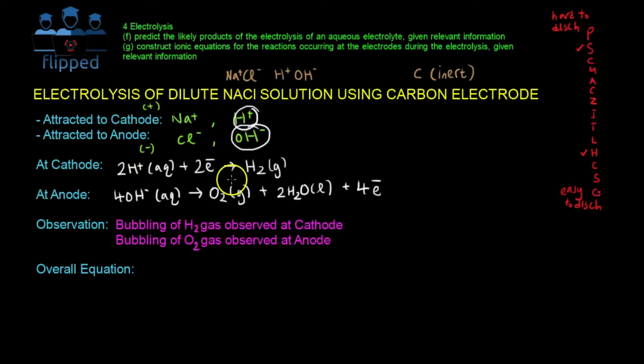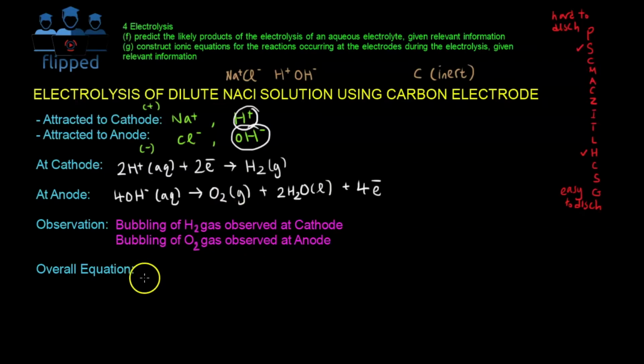It's easier that way, I feel, because you will not instinctively know that OH- will become O2 and H2O. So the best way I recommend you study for this chapter is to memorize what is happening with H+ and what is happening with OH-. Based on this, we know the observations. At the cathode, bubbling of H2 gas is being observed. And for the anode, bubbling of O2 gas, oxygen, is observed.